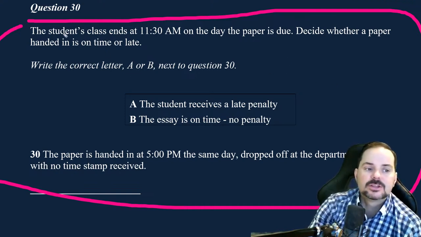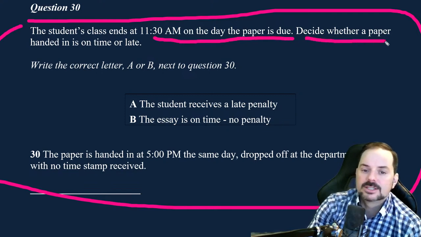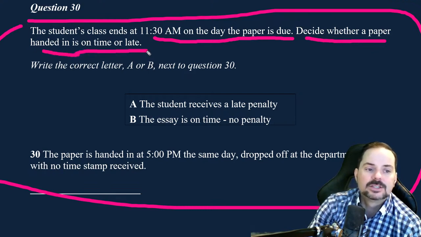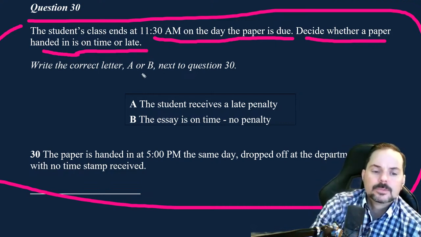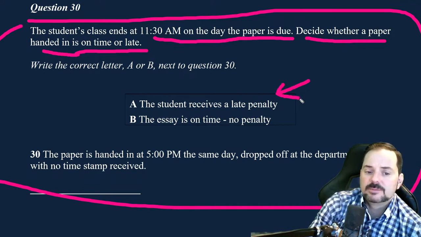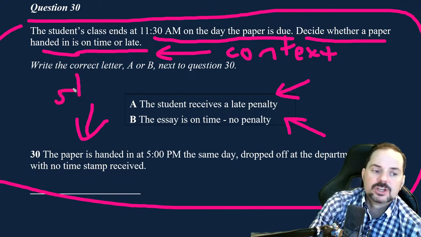So here they say the student's class ends at 11:30 a.m. on the day the paper is due. Decide whether a paper handed in is on time or late. Okay, so the student receives a late penalty, or the essay is on time, no penalty. And then here's the actual, so this is the context, and then this is the situation, right? So context, it's the background, and then here's the situation.